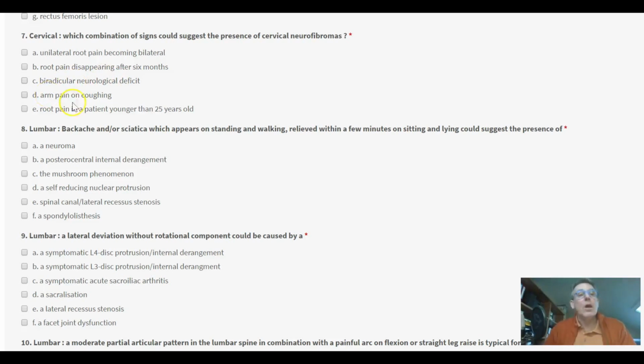Arm pain on coughing? Also, yes. It still could be a lateral disc protrusion with pressure against the nerve root, but we have to be on the safe side. We have to rule out other problems. And then finally, root pain in a patient younger than 25 years old. This is also a red flag. You don't expect lateral disc protrusions with pressure against the nerve root in patients below the age of 30-35. That's an empirical element, but nevertheless an important element.